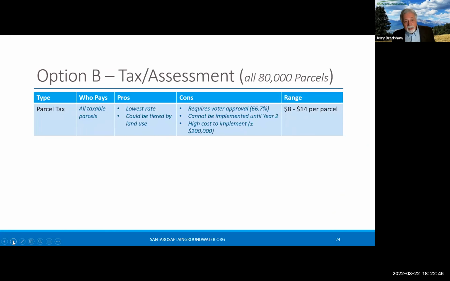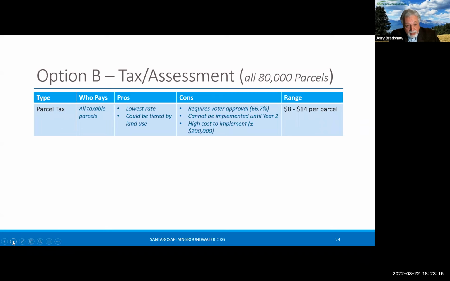Option B are taxes or assessments that would be applied to all 80,000 or so parcels in the basin. The idea is you spread the peanut butter thinner. It's a lot less for each individual to deal with. The first option is a parcel tax. I think we're all familiar with parcel taxes. We have government agencies asking to pass those all the time. They do require voter approval, and it's a 2/3 supermajority that's required to approve any such parcel tax.